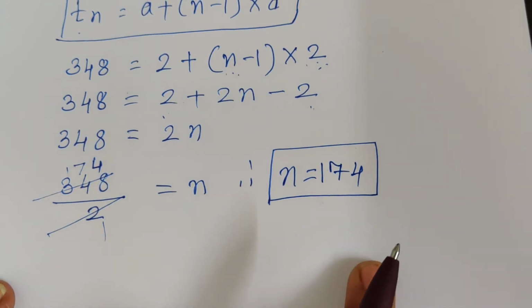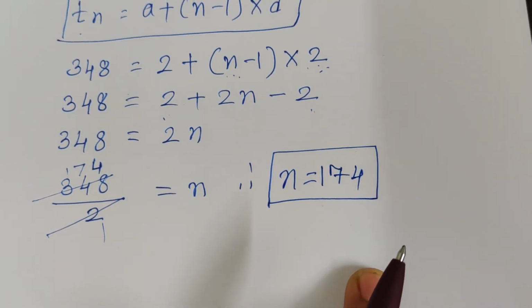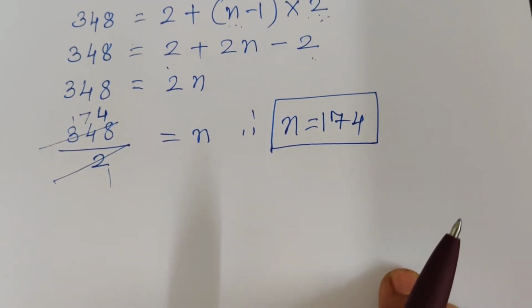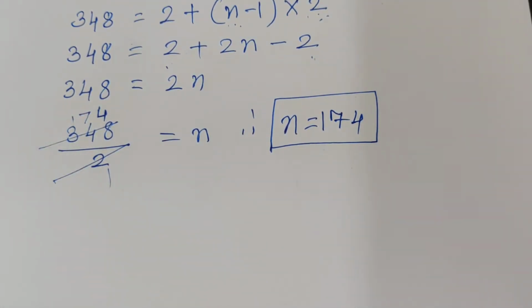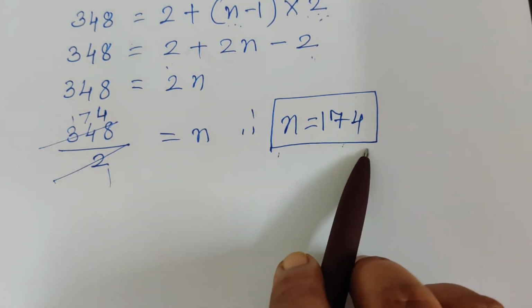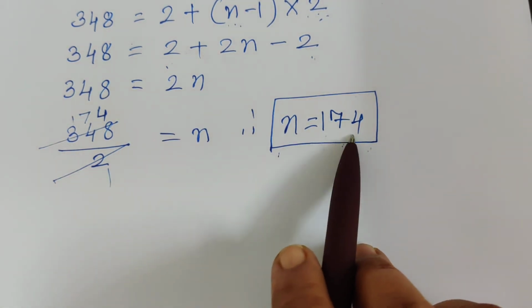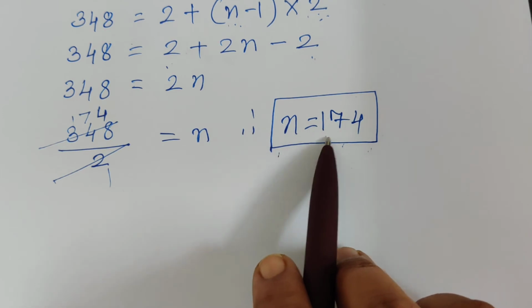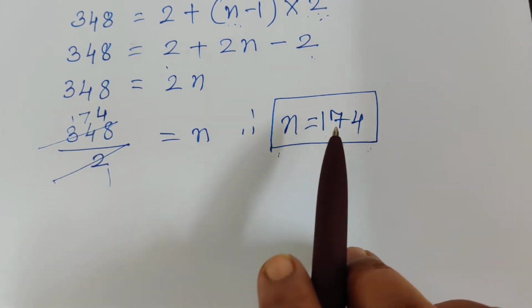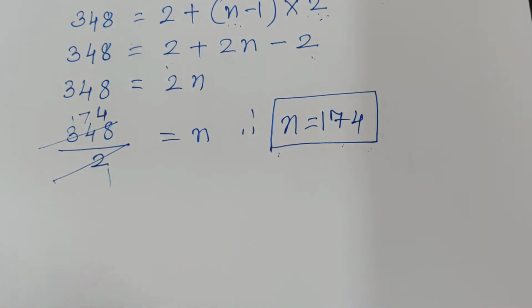Now this n equal to 174 we will use in the Sn formula, and we will get the sum of all 174 terms. n equal to 174 means there are 174 even numbers present in between 1 to 350. So we'll do the sum of all of these using the formula.